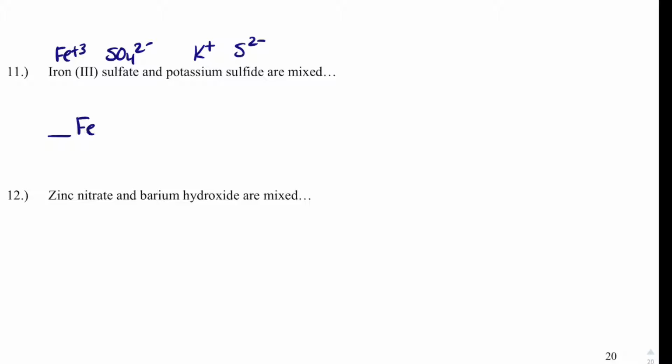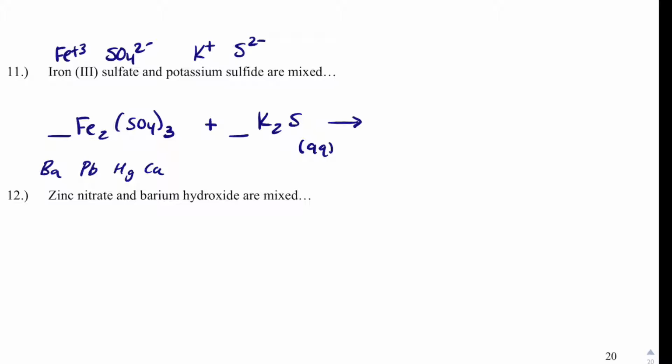And so I have Fe2(SO4)3 plus K2S. I automatically know that K2S, or potassium sulfide, will be aqueous because potassium is in group 1A on the periodic table. And then I remember my solubility rules a little bit, and all sulfates are going to be soluble unless it's bad lead, hungry cats. So that's Ba, Pb, Ca, and iron is not in that list, so I know that that will actually be aqueous.